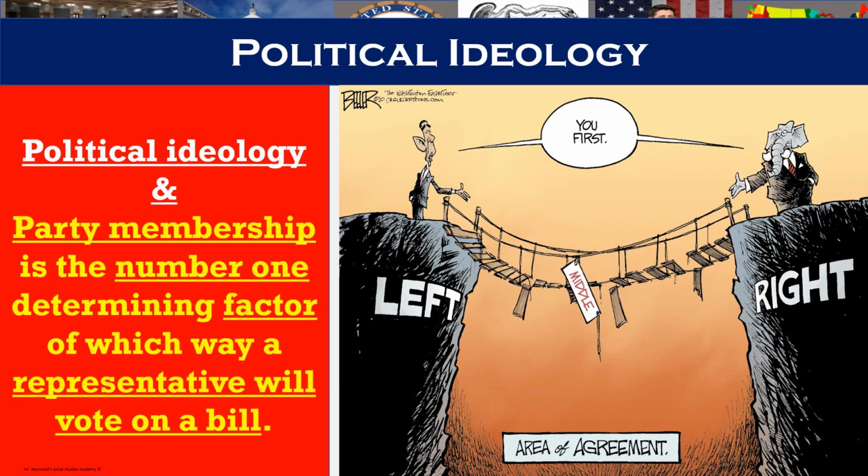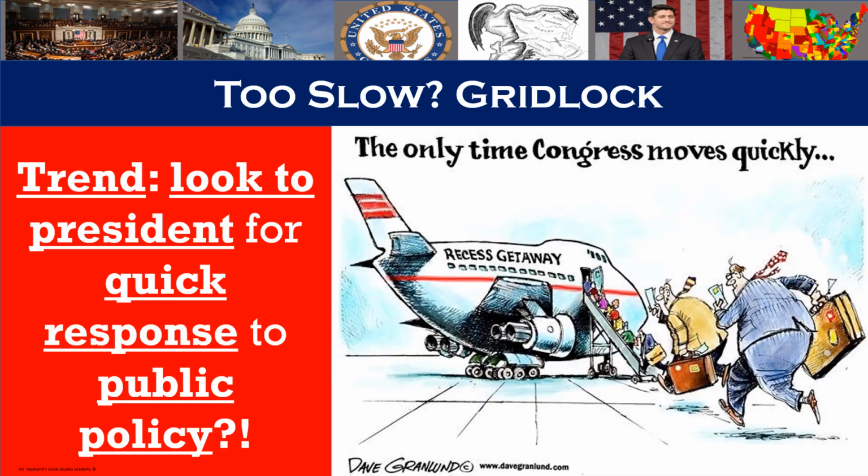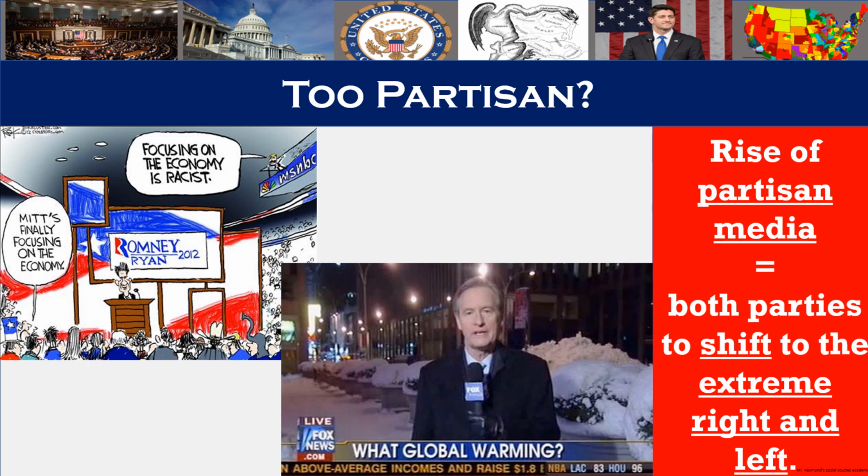So, the number one indicator of how a Congress member is going to vote on legislation is what party they belong to. And we've seen party line voting increase in Congress. Many people blame today's highly partisan landscape, which often leads to another term you should know, political gridlock, or an inability to get anything done. This perception that Congress moves too slowly has only increased the public's trend of looking to the president for decisive action. Many people also blame the rise of partisan media for a large shift to the extreme left and right of the political spectrum of members of Congress. And we will do an entire lesson on the media's role in politics.